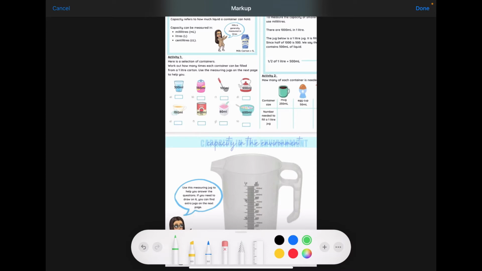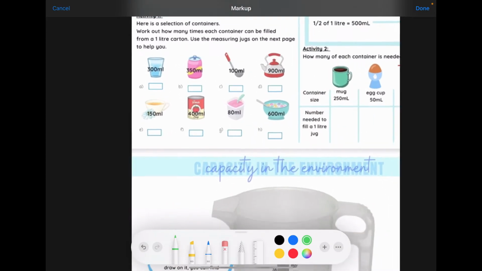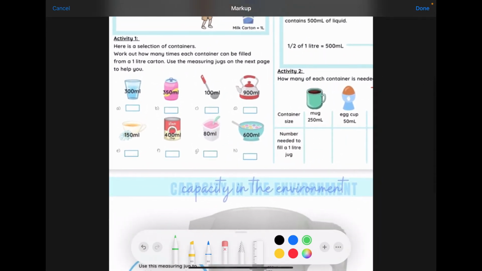All right, so the first activity is asking us to work out how many times each of these containers can be filled from a 1 litre carton or a 1 litre jug, whatever other container that can hold 1 litre. So we need to basically figure out how many times a 1 litre jug of any type of liquid can be used to fill these containers with different capacities in them.